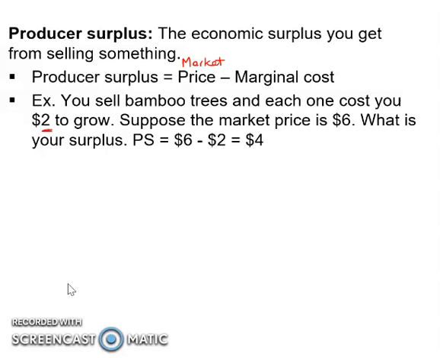So let's say you sell some bamboo trees and each one costs you $2 to grow. That's your marginal cost. Let's say when you go to sell it to some customers, they pay you $6. So then what's your overall surplus? How happy are you as a seller? You're $4 happy. $6 that you just received from the customers and $2 that it costs you to grow. And so you have $4 producer surplus.